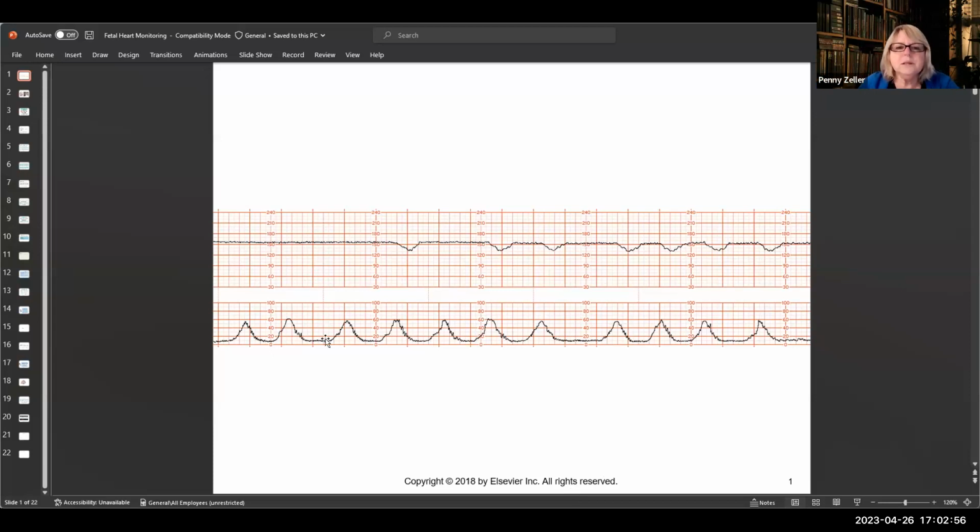Okay. Look at the bottom strip. This strip, let's see, it's more than 10 minutes. So we don't want any more than 5 contractions in 10 minutes. This client has a lot more than that. So this is too many contractions. It's called uterine tachysystole. Put that in there.